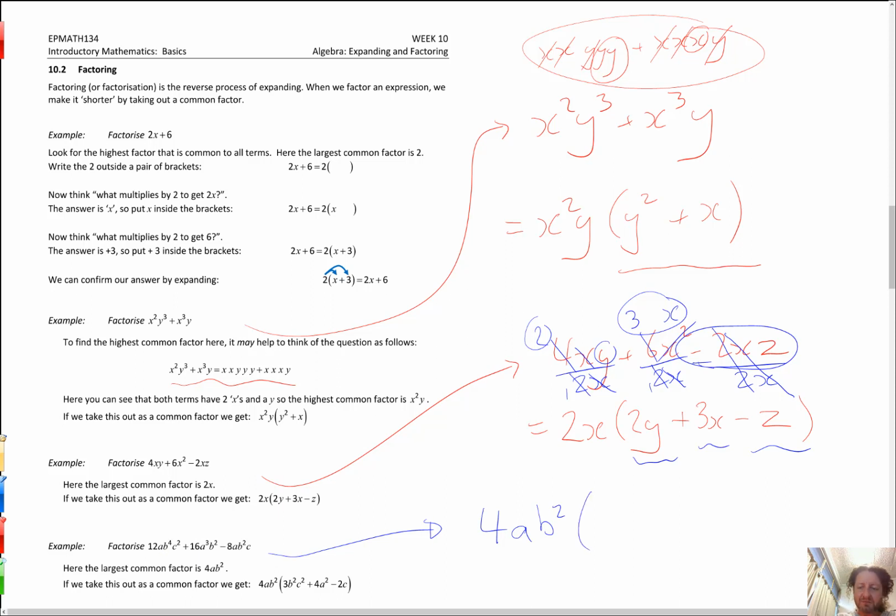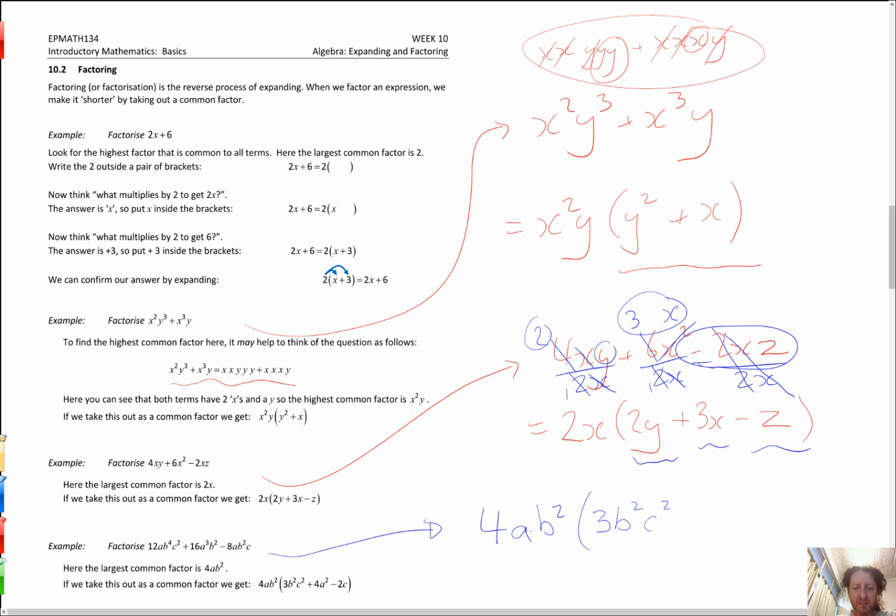Whatever your method is here, 4ab squared has to get multiplied by what to give 12ab^4c^2? Well, I'd have to have a 3 to turn the 4 into a 12. And a doesn't need to be multiplied by anything to become that a. A b squared needs another b squared to become b^4. And I need a c squared.